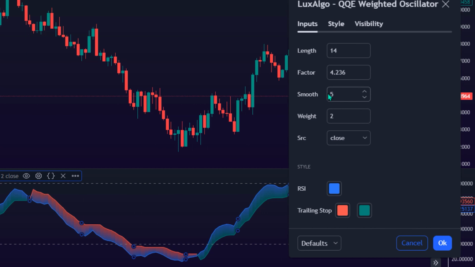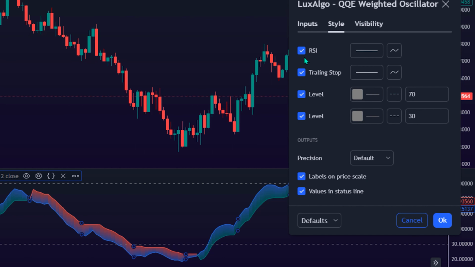Smooth, the degree of smoothness of the RSI oscillator is 5 by default. Weight, the degree of weighting used for the RSI calculation is 2 by default. SRC is set to close. There is RSI set to blue color by default and trailing stop colors red and teal by default. Under the Style section, there is the RSI, trailing stop, and level of 70 and 30 scales. The output precision is the default. There is an option to check or uncheck the labels on price and values in the status line.